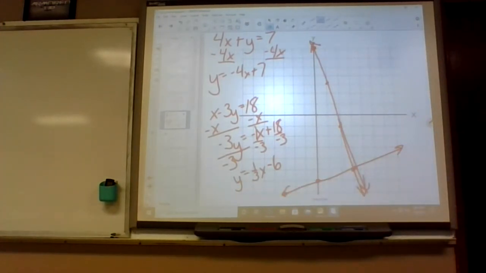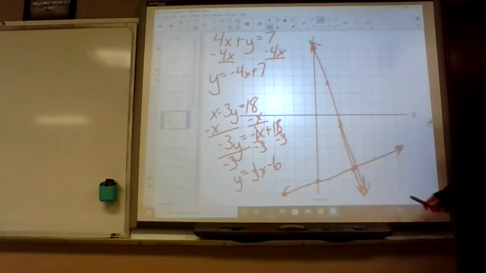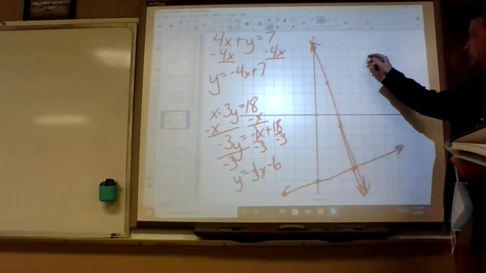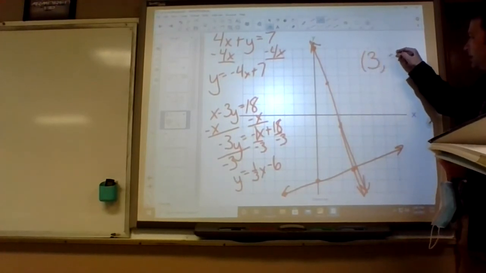I didn't draw mine very straight, so I had to fix it a little bit. Yeah, hit mine. Okay, neat. Where do they meet? 1, 2, 3, 1, 2, 3, 4, 5. Right 3, down 5.